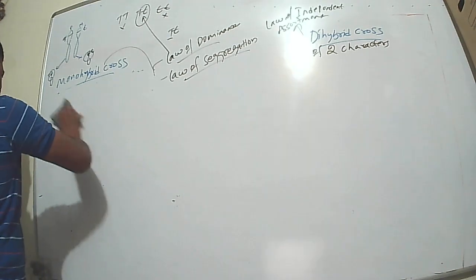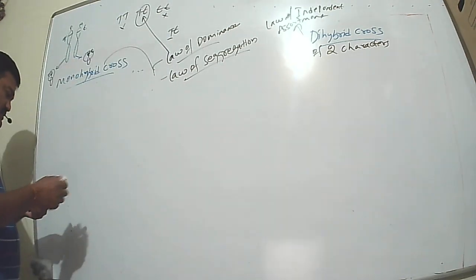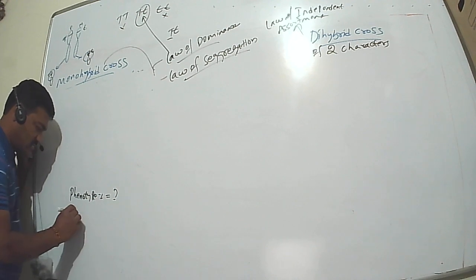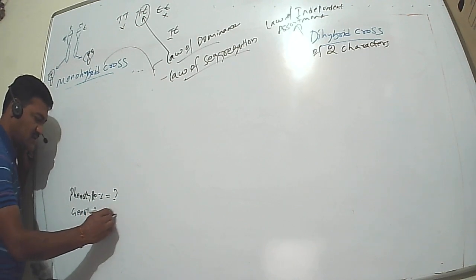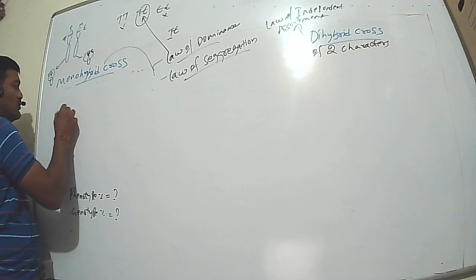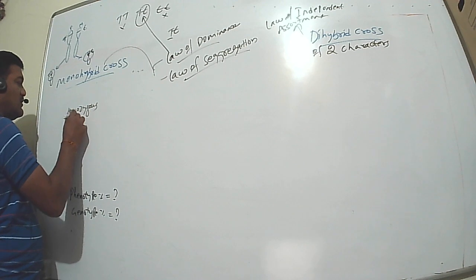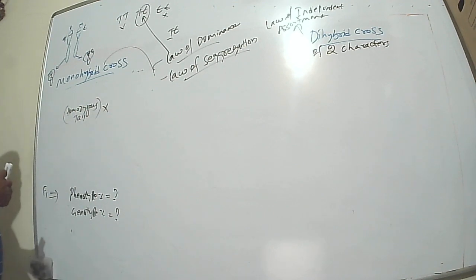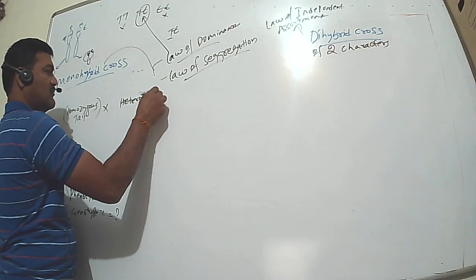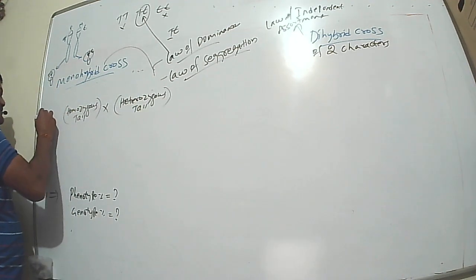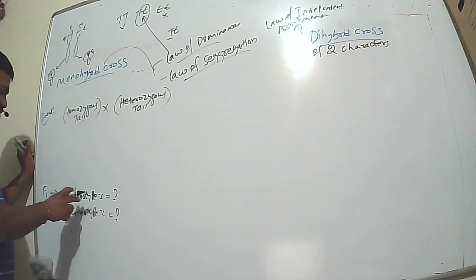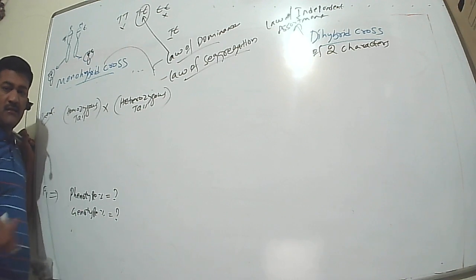Okay. The question is, what is the phenotype percentage and genotype percentage of F1 generation when a homozygous tall plant is crossed with, let's say, a heterozygous tall plant. So these are the parents. The question is, what is the phenotype percentage and genotype percentage of F1 generation? Okay, I'll give you a minute, you can do it.